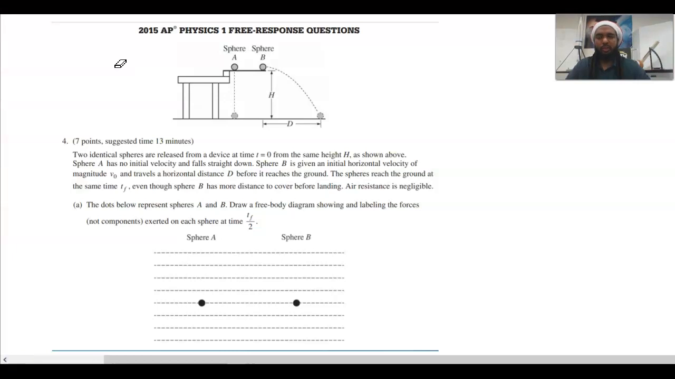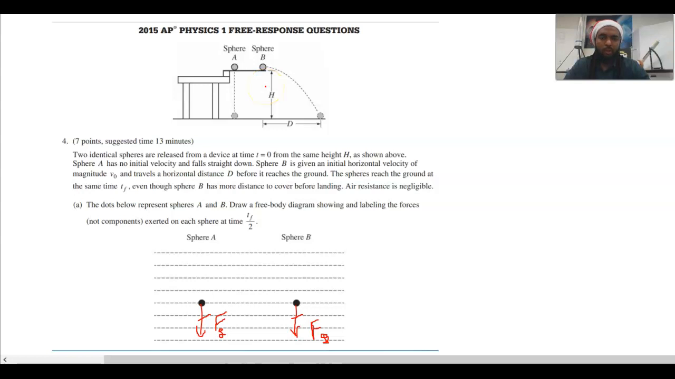So here's an actual question from the AP exam 2015. Take a minute, pause the video, and read it. These two spheres leave from the same height and take the same amount of time to hit the floor, even though B was going initially horizontally. The first part, part A, asks about a free body diagram. We'll cover that in dynamics, but this is basically what it is. When they're in the air, they have the same exact force on them, especially because they are identical, so they have the same mass. The only force acting is the force of gravity straight down.